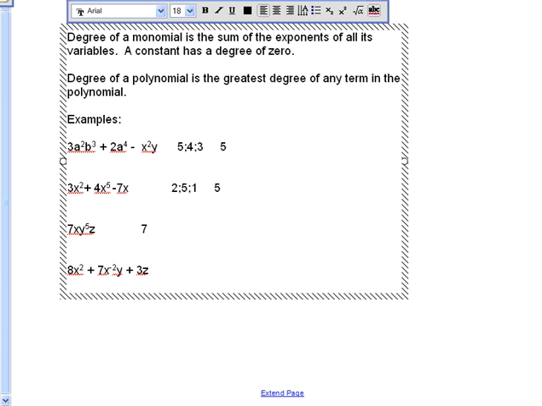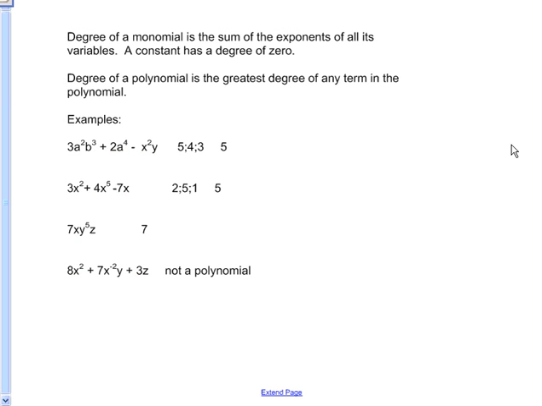Okay, and our last expression looks to be a trinomial, but as we look at that second term, there's a negative exponent. And so this, we just write down not a polynomial, and it can't have a degree. If it's not a polynomial, it doesn't have a degree. So you can take a look at that, take your notes, make sure you get this clearly.